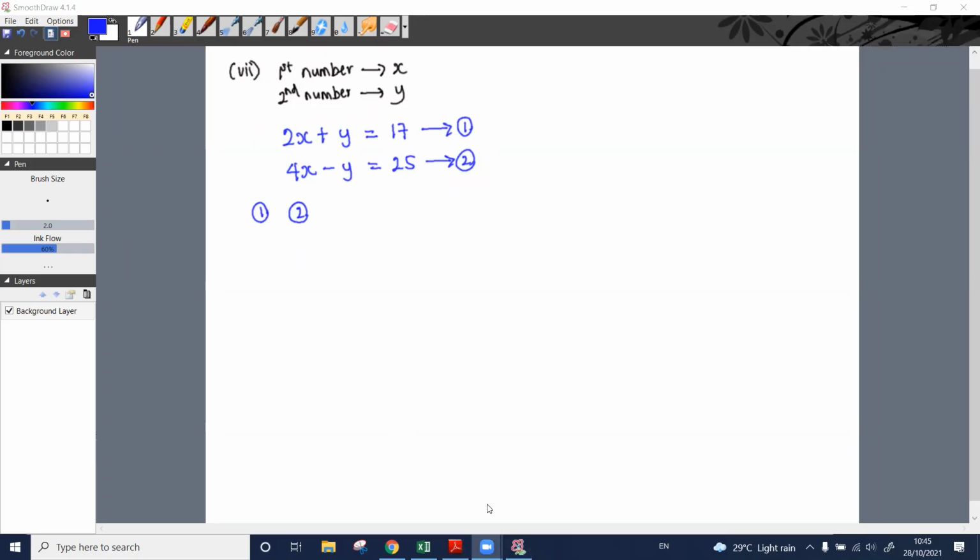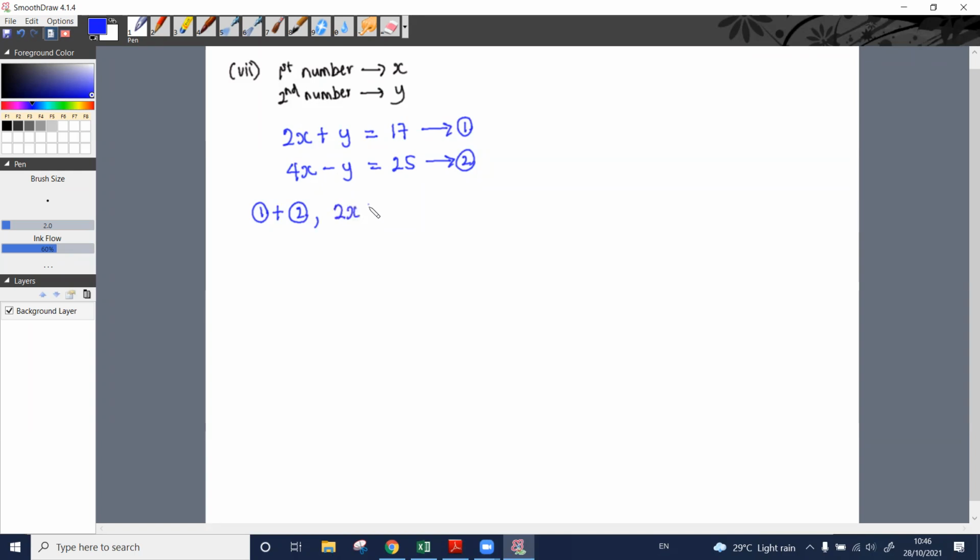How do we decide that? Look at the signs of y. In the first equation there is a positive sign, in the second equation a negative sign. Are the signs the same or different? The signs are different. If the signs are different, in order to eliminate this, we need to add. If the signs are the same, we subtract, even if both are negative. Since the signs are different, we need to add these two equations in order to eliminate y.